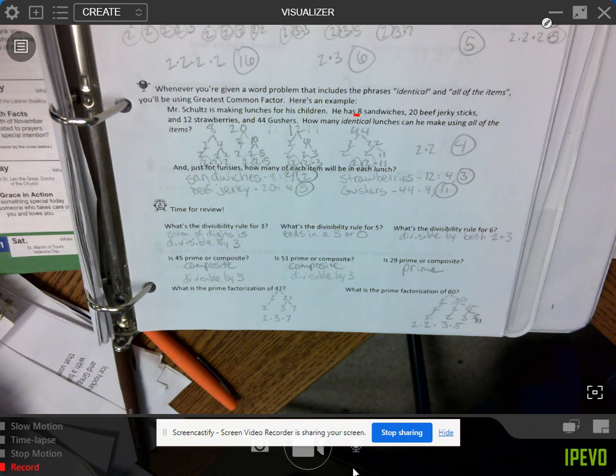You will see word problems like that on the test. You need to know that we're doing greatest common factor and that we have to find the factor buddies. Keep that in mind. Now, time for review.